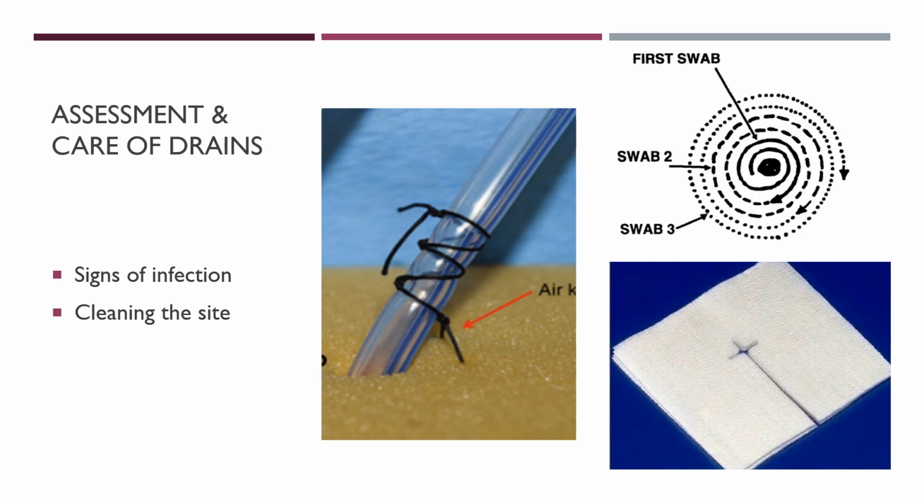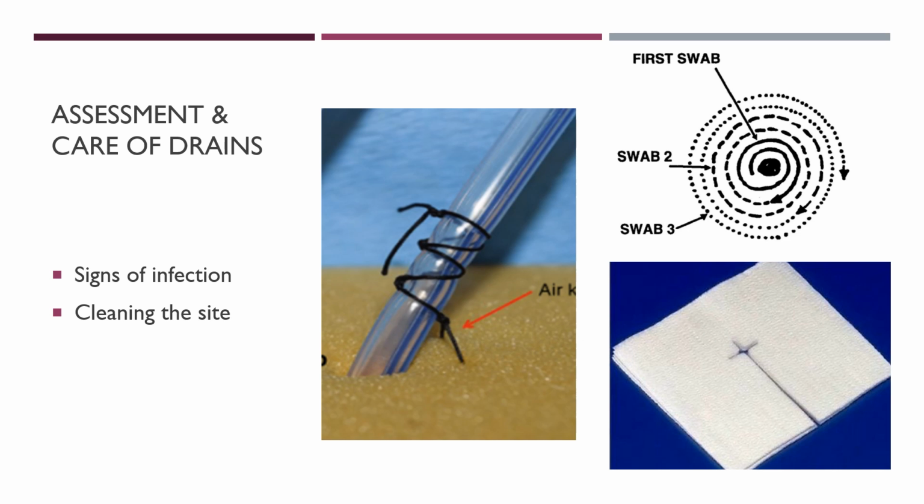Next is assessment and care of the drain. It is important to always get in the habit of regularly assessing the skin at the insertion site. The signs of infection may include increased redness, warmth, swelling, or tenderness around the insertion site. Secondly, you will assess the amount and the appearance of the drainage and whether the drain is secured, whether the suture is intact or not.